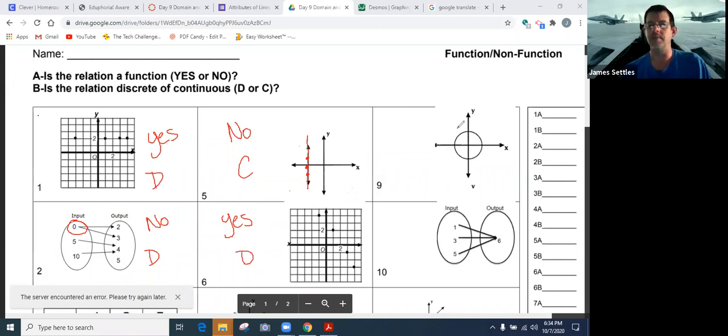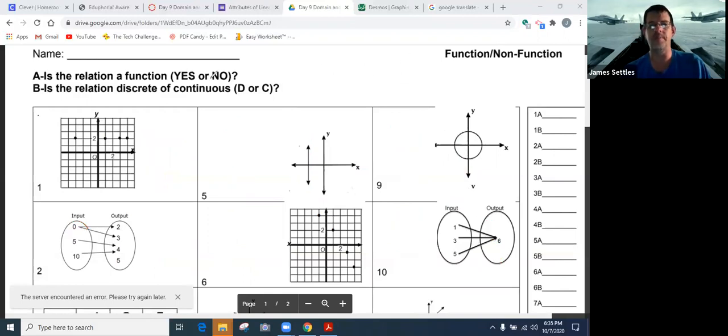Okay, number 9, if we draw a vertical line, it's going to touch twice. So this is not a function, but that is continuous. Number 10, remember we don't look at this. We only look at the x's and they all have one line. So yes, that is a function. And then list of numbers is discrete.